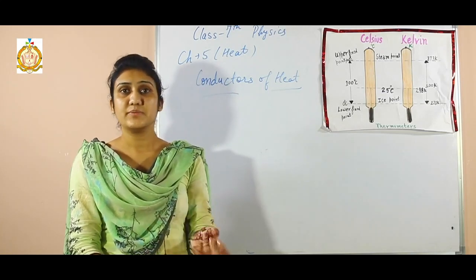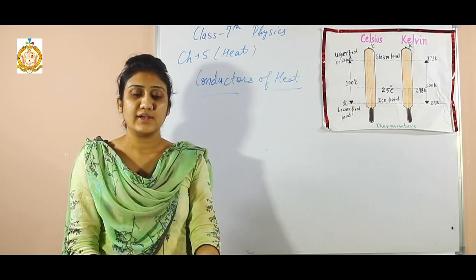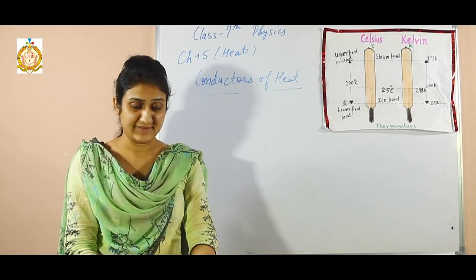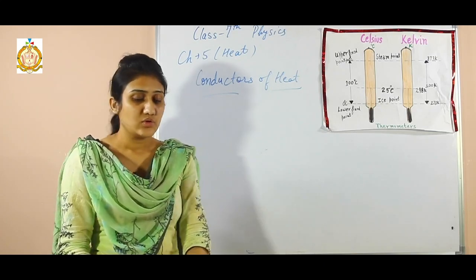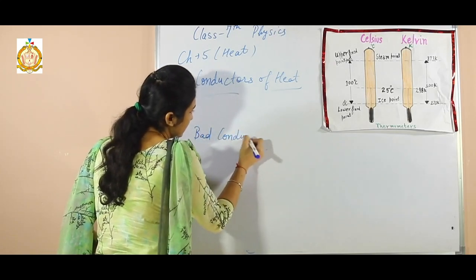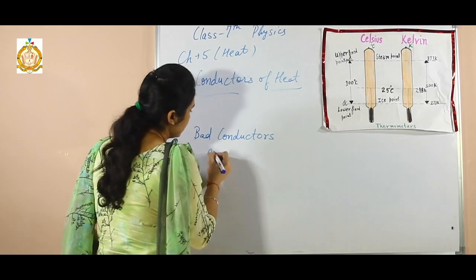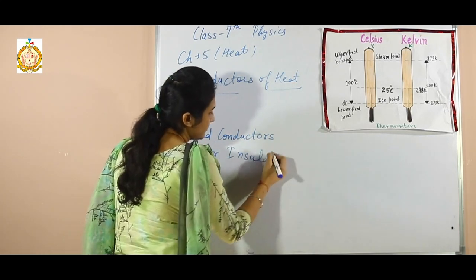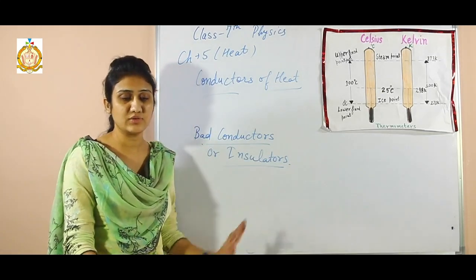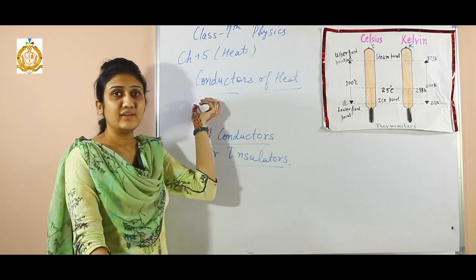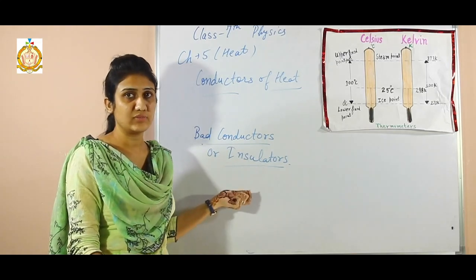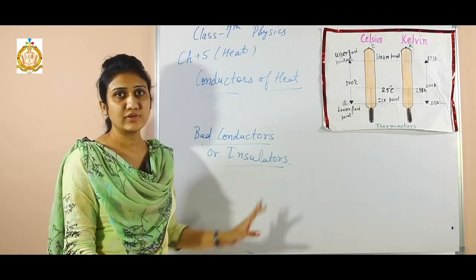That is why utensils are made of metals, so that the food can be cooked evenly with the help of the utensils made of metals. And bad conductors are also called insulators. Conductor means that heat can flow easily through them, and bad conductors mean heat cannot flow easily through them. So they resist the passage of heat.